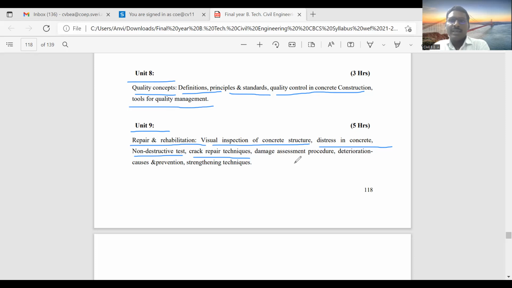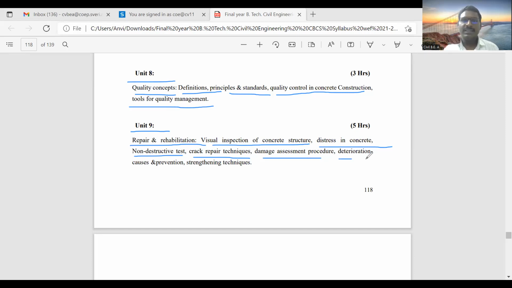Then crack repair techniques. Sometimes we can see cracks in the beams, cracks in the columns, cracks in the slabs. Why do these cracks happen? Because of distress, cracks will happen, or due to settlement, one-side settlement of a column, because of this some cracks will be seen. So how we can repair those cracks, and the durability of that structure we can improve.